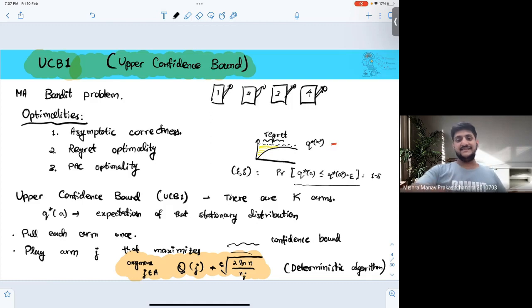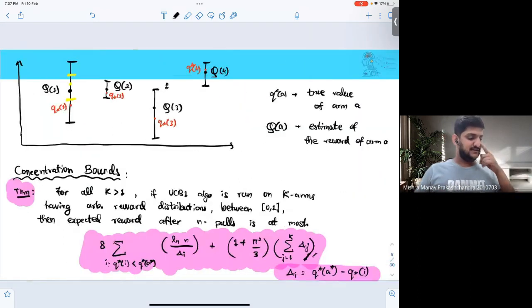This is a comparison of how good I can be, or what is the minimum number of arm pulls I need, or what is the minimum regret that I have before I reach that quantity.